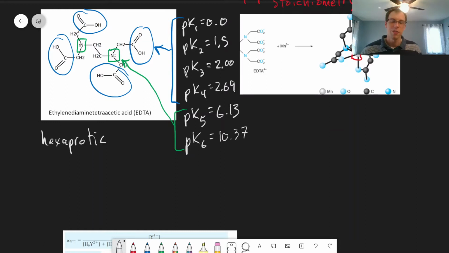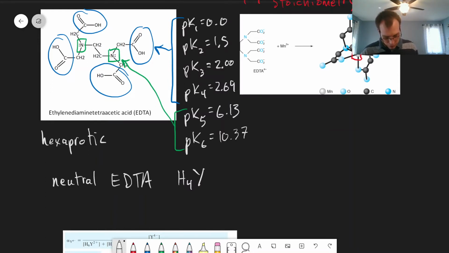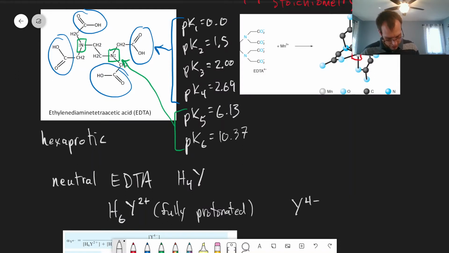Now EDTA is something you can purchase, and when you buy it, it's in a neutral form. So neutral EDTA is often abbreviated as H4Y. So all of the carboxylic acids are protonated, but the amino groups are not. That's the neutral form. So we can range from different forms of EDTA. We can go all the way from H6Y2+, the fully protonated form, to the fully deprotonated form, Y4-.